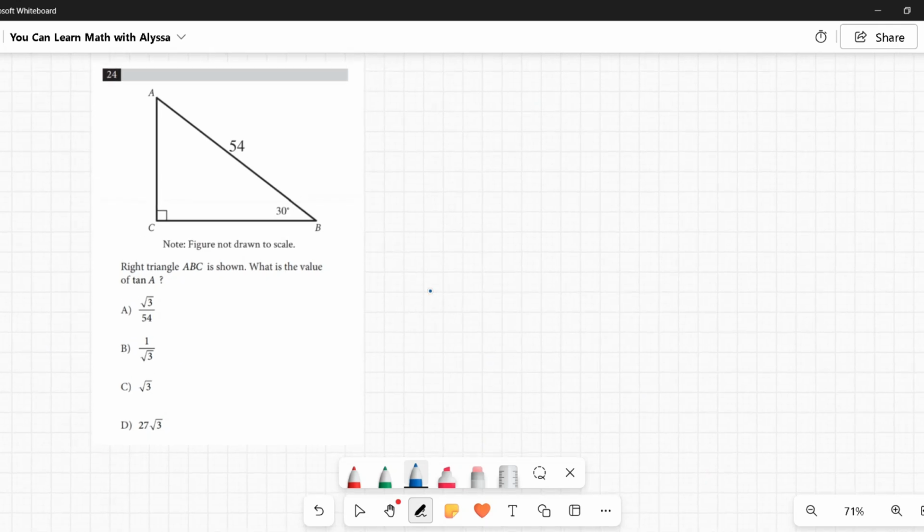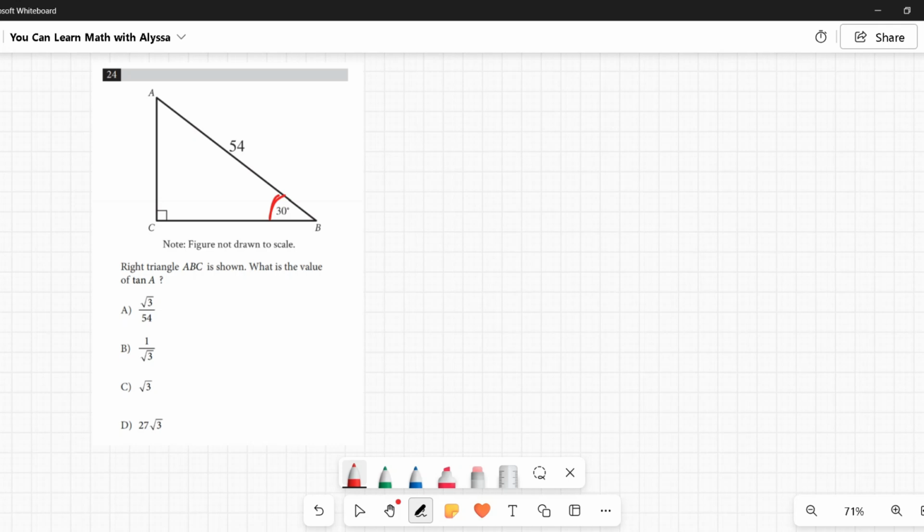Number 24. Note, figure not drawn to scale, so don't try to measure things and figure it out that way. It won't work. Right triangle ABC is shown. What is the value of tangent of A? Two things they're testing here: your knowledge of the trigonometric identities, sine, cosine, tangent, and also of 30-60-90 triangles. That is key for this one.